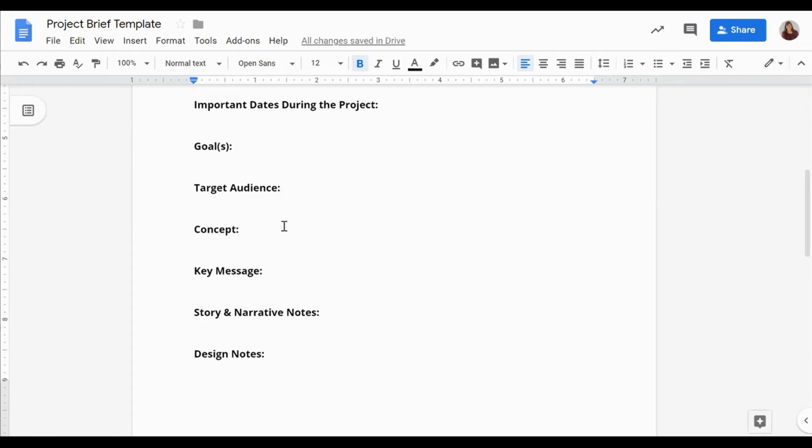So the next thing I do in my brief is outline the general concept of what's happening. This is where I try to give a high-level description of what this project is. So if I was writing this brief for a year-end fundraising campaign, I might write something along the lines of, this is a multi-channel fundraising campaign using direct mail, email, and social media.